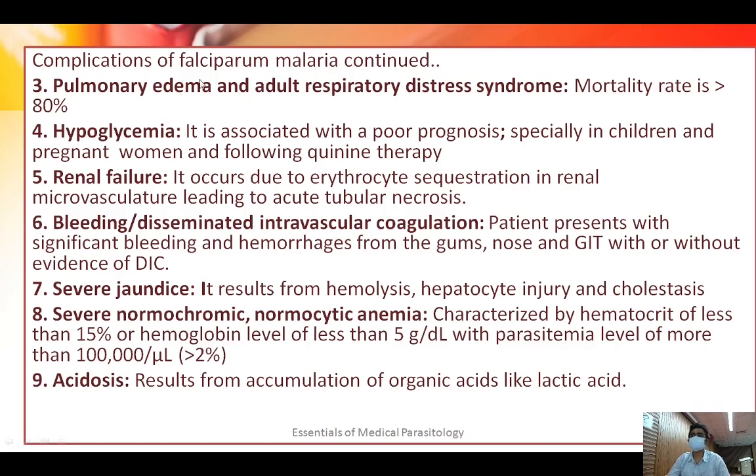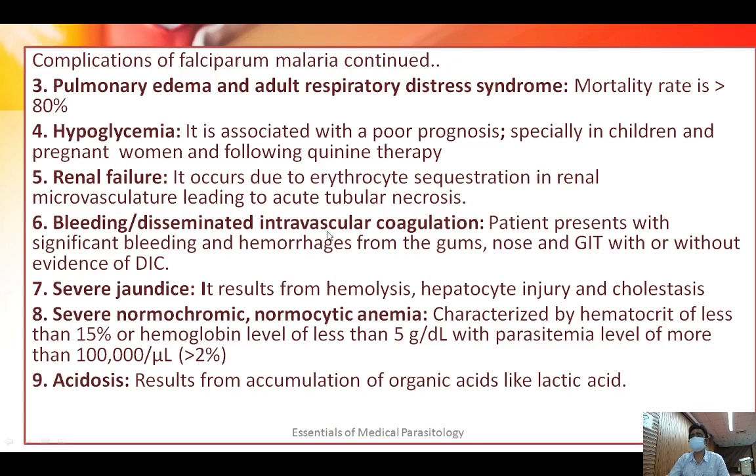This may also result in pulmonary edema and adult respiratory distress syndrome. Hypoglycemia may occur, where the sugar level is less than 45 milligram per deciliter. Renal failure may occur. This is mostly seen in Plasmodium malariae cases, because immune complexes go and bind to the glomerulus, and then it may cause some kind of nephropathy there.